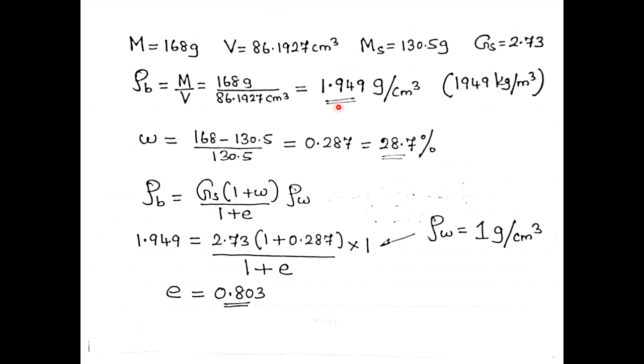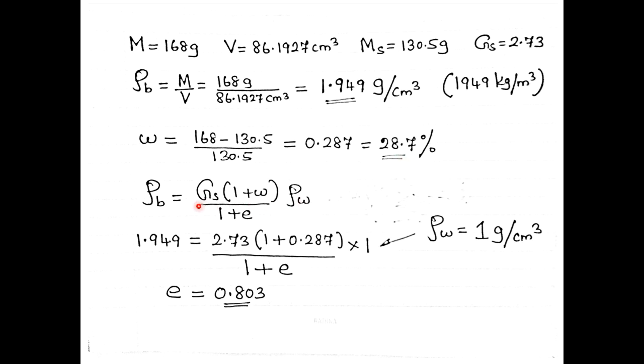Then 1.949 gram per centimeter cube, or 1949 kilogram per meter cube. This is gram per centimeter cube. Water content is equal to 168 minus 130.5 over 130.5, which is equal to 0.287, or 28.7%.